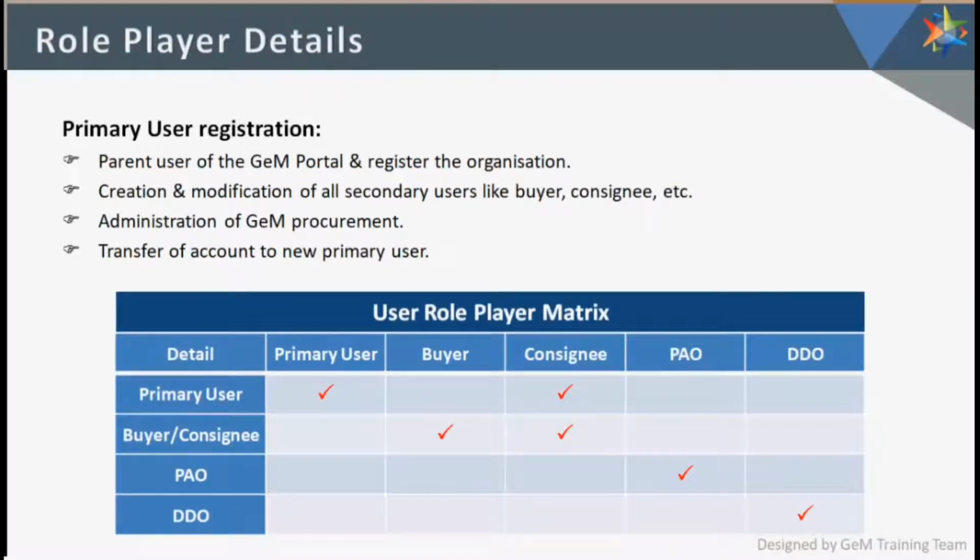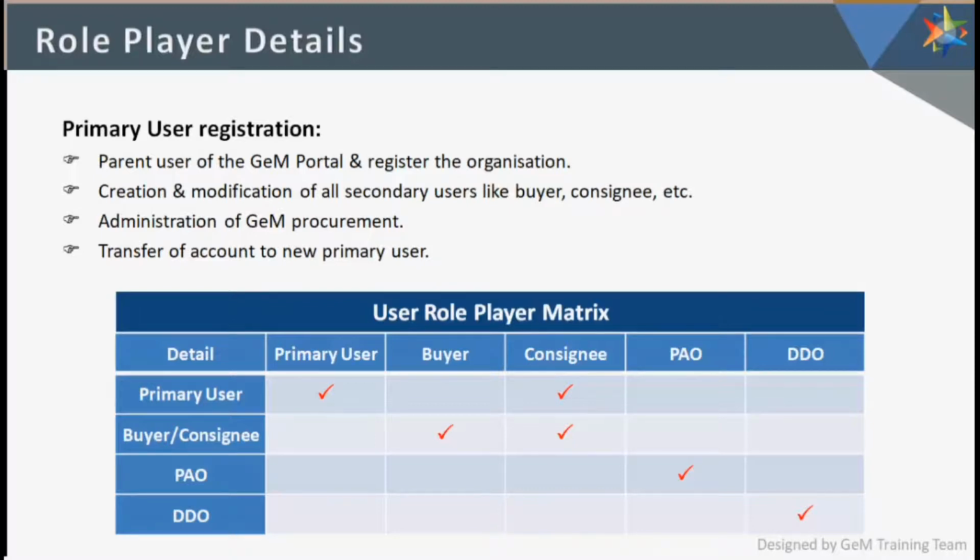Primary user may play the role of a consignee as well. Buyer and consignee role can be played by a single user or can be allocated to two different users. Any number of buyer or consignee can be created for an organization. Payment authority of the organization will be decided based on the type of payment mode.